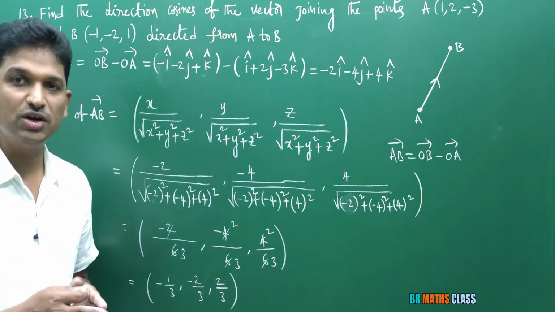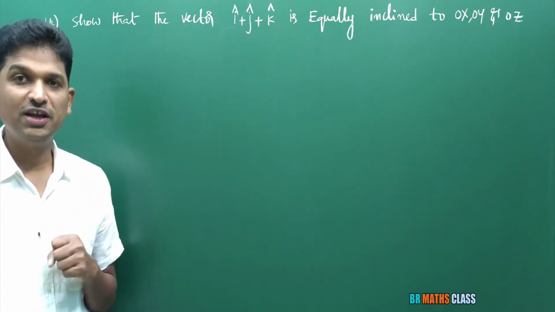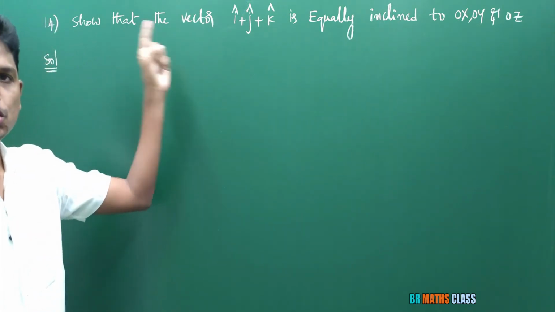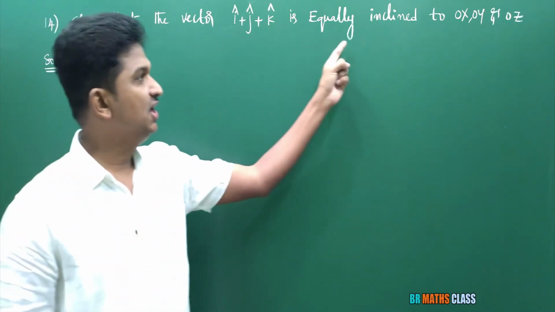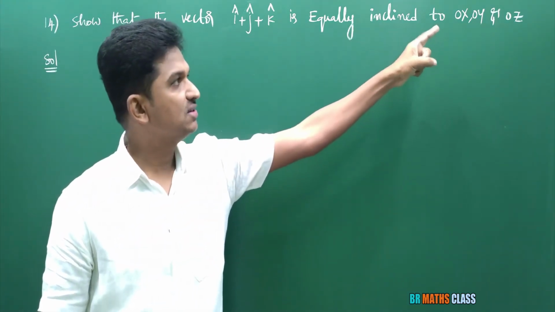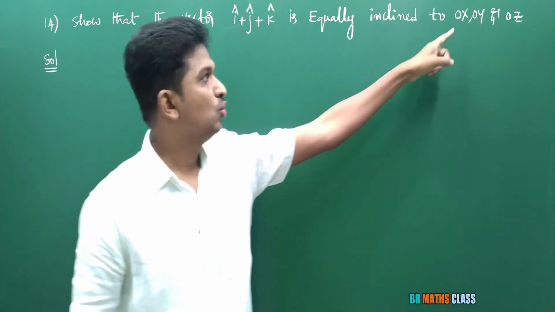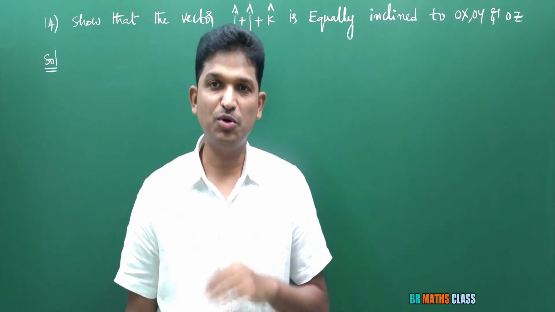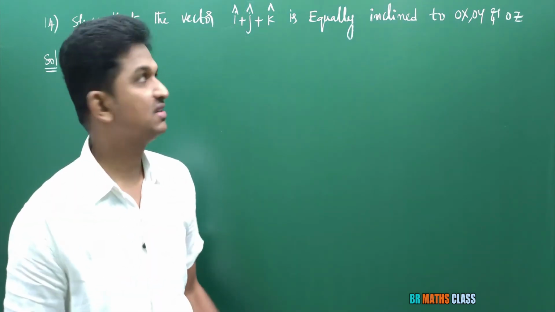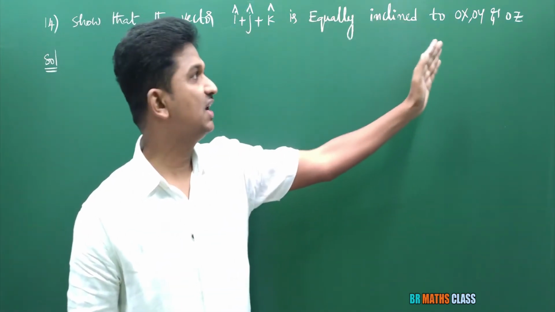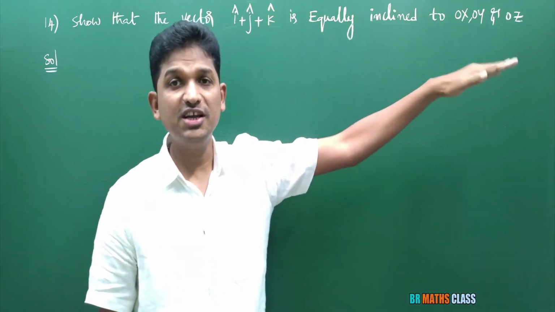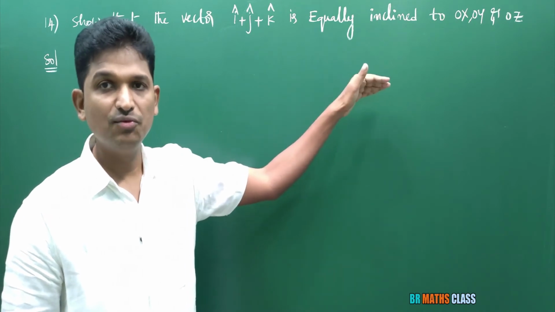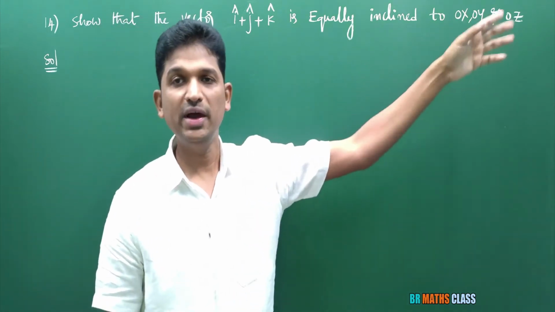This is easy only. You observe this question number 14, what they are asking. Show that the vector, this is the given vector, we need to show that this vector is equally inclined to OX, OY, OZ. Here OX is positive x-axis, OY is positive y-axis, OZ is positive z-axis. It means that we need to show that this vector makes equal angles with OX, OY, OZ.